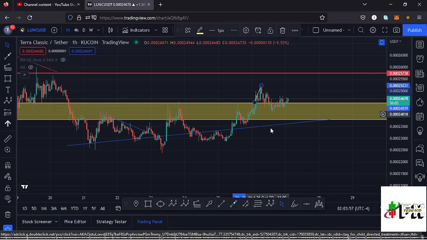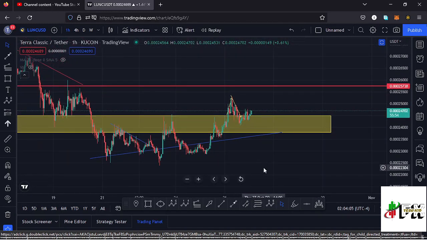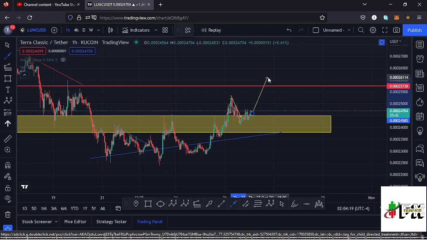So this is the breakout, then we have seen the retest right here, and giving you the key scenarios that I expect to play out, basing it on the key areas of support and resistance. There are high chances that now that we have support at around the $0.000024 mark, Lunc might continue pushing higher and get back to around the $0.00025 mark, and maybe even continue pushing higher.